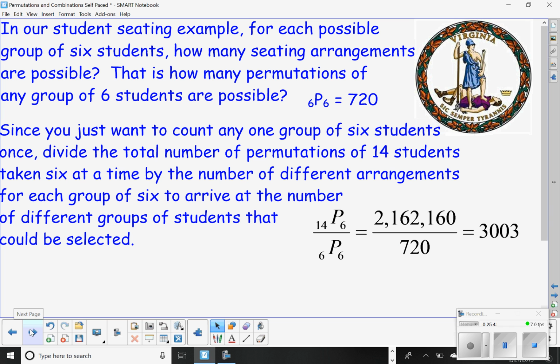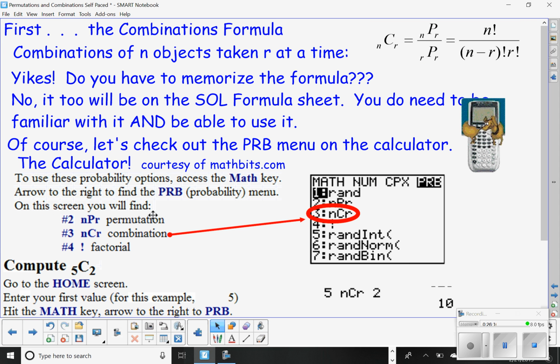If you want, pause the video and read through it. Remember, we divided by all the different arrangements. This is how many ways 6 students out of 14 can be arranged. But since we don't care about the arrangements or the order, we can divide them out. Each group of 6 students counts once. First, the combinations formula. Yikes. Do you have to memorize it? Absolutely not. It will be on your formula sheet.